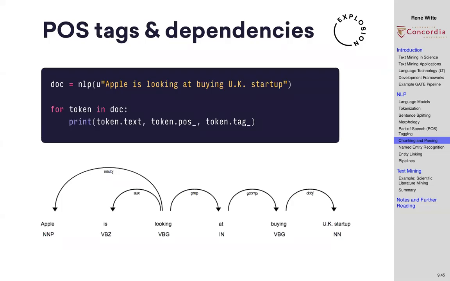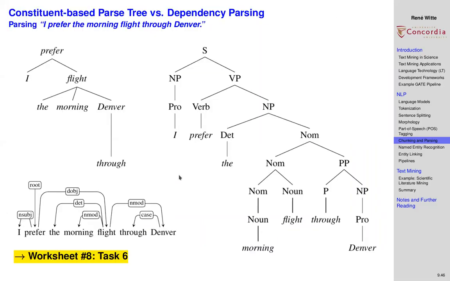So again, spaCy has a parser built in. When you run this on a document like here, Apple is looking at buying UK startup, you've already seen earlier when you print out the tokens, you get out not just part of speech tags, you also get these so-called dependencies between the tokens. And this is one way of representing a parse tree. Basically, there are two different ways. One is called a constituent-based parse tree, and the other is called a dependency-based parse tree.